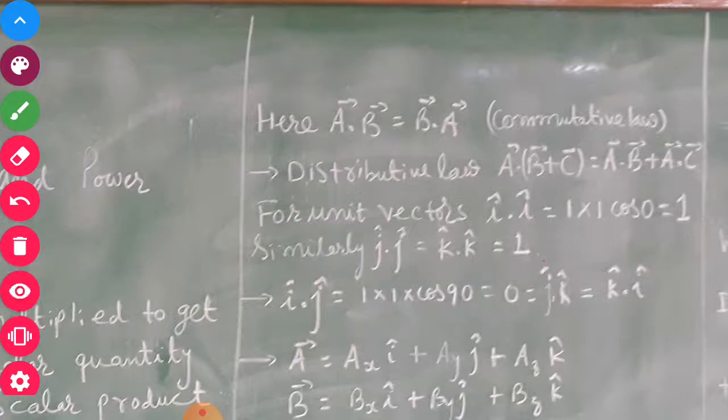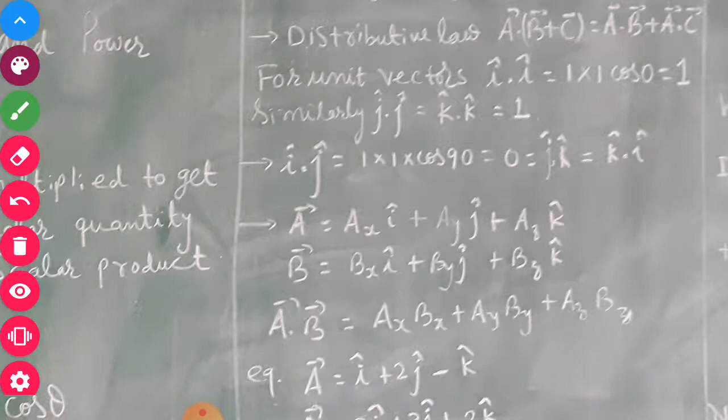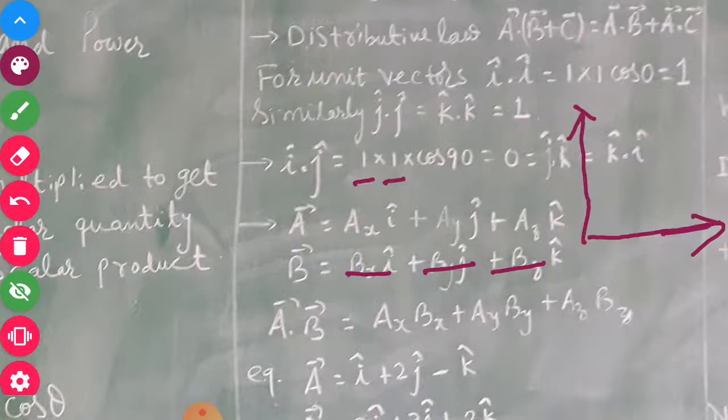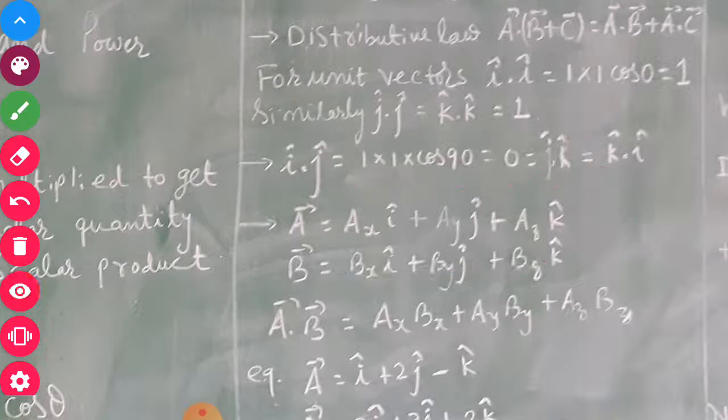But if you take I dot J, then write the values of I and J. They are unit vectors, so their values are 1 into 1. What is the angle between I and J? Vector I is in the x direction, and vector j cap is the unit vector in the y direction. So the angle between unit vector I cap and unit vector j cap is 90 degrees. So you write cos 90, and cos 90 is 0. So I dot J is 0. Similarly J dot K is 0, and K dot I is also 0.